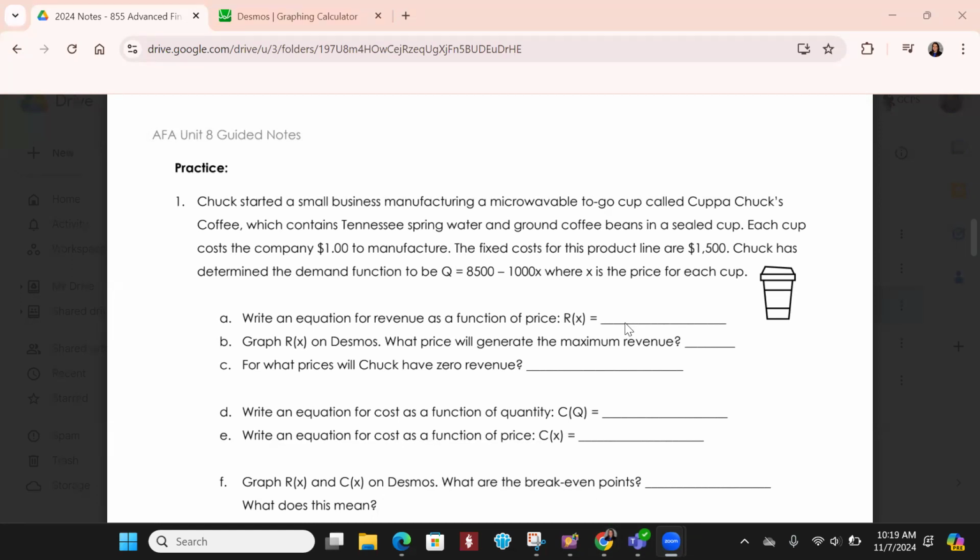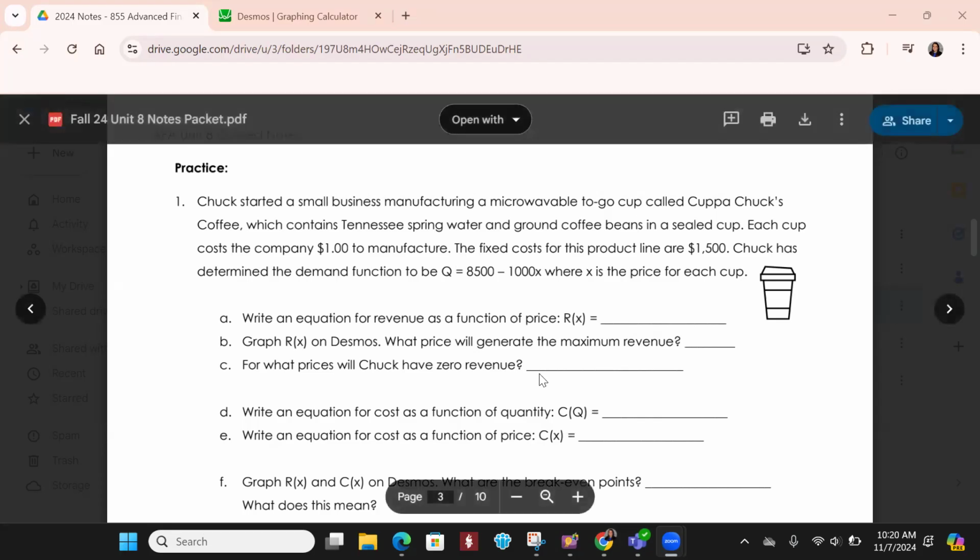So we're going to write an equation for the revenue. Remind me what revenue is. What's the formula? Quantity. So what's our formula for quantity? What is our price? X times our quantity, which is 8,500 minus 1,000X. Graph R of X on Desmos.